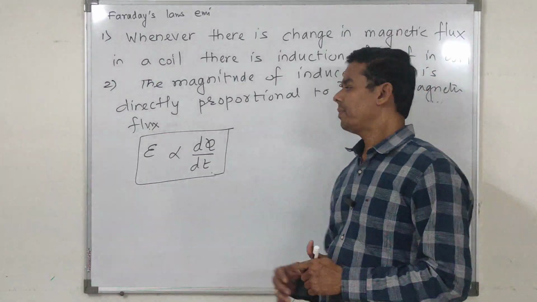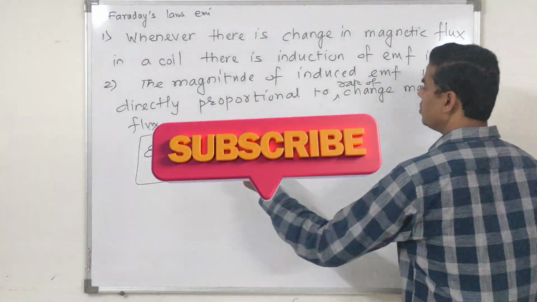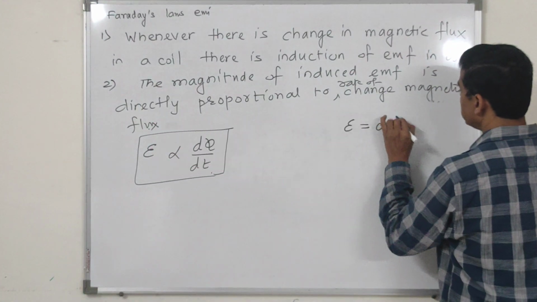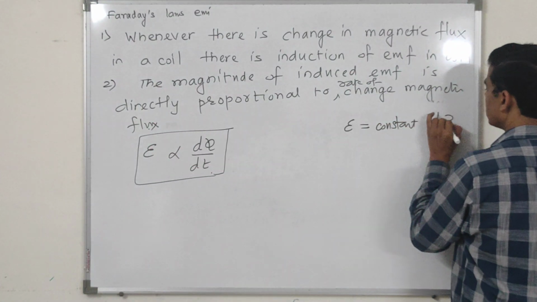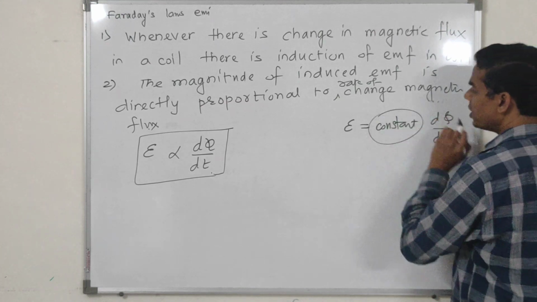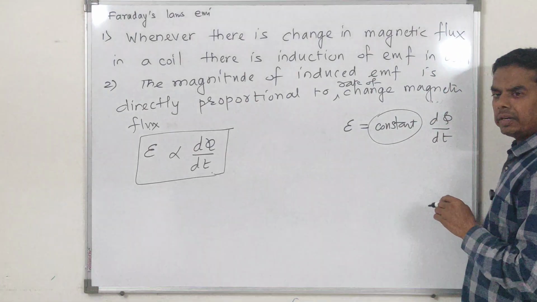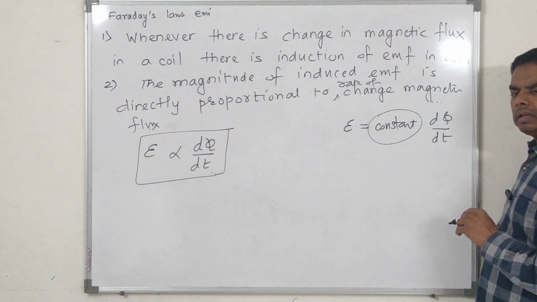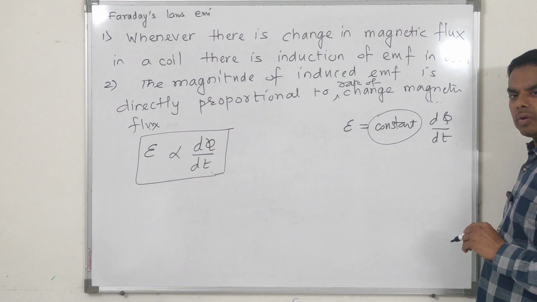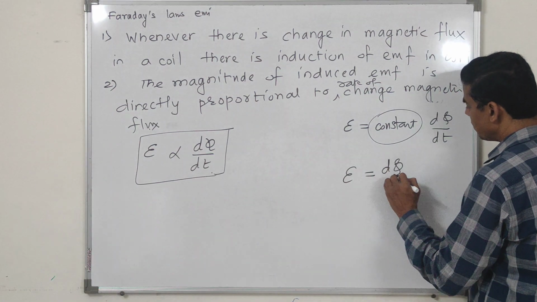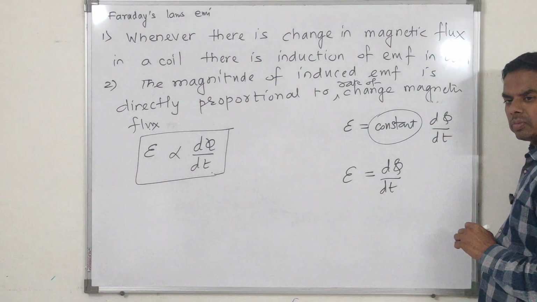Now, if we want to write this equation with an equality sign, we will have a constant here. And in the laboratory, this constant comes to be 1. We are not going to prove why it comes to be 1. We just have to consider that by experimental value, the constant is equal to 1. So finally, induced EMF is equal to d phi by dt, that is the rate of change of magnetic flux.